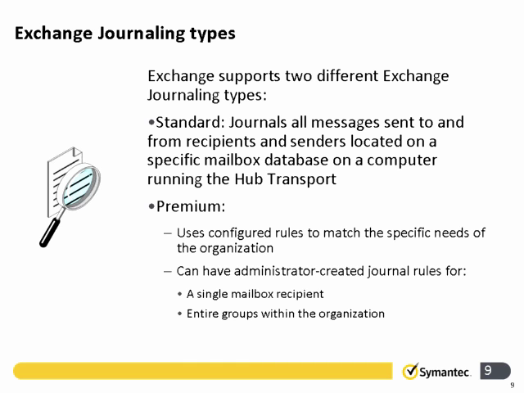In standard journaling, the messages that are sent to and from recipients and senders located on a specific mailbox database on a computer running the hub transport role are journaled. The hub transport role is one of the roles available in your Exchange environment. So you set up what's called a journaling rule in Exchange to determine the items that are going to be journaled. Then you have the premium version, which meets the same requirements as the standard, but also lets you configure more specific rules. You can do things such as per recipient or per group selective journaling to control exactly which individuals are having items journaled.